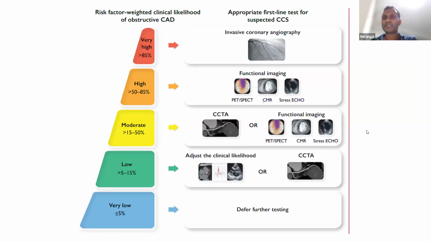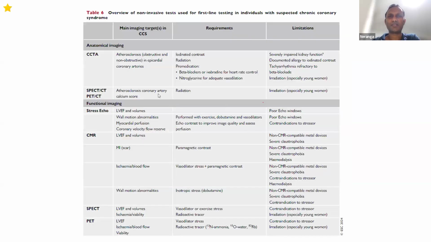So there is functional testing. Stress echo, with dobutamine stress echo, is one thing we can do, but for good quality we have to have the contrast agent, and we don't have that contrast here. Other options are stress CMR, cardiac MRI, or PET or SPECT. CMR we have, but PET is actually superior to SPECT, though the sensitivity and specificity are lower. I will not go into the details.